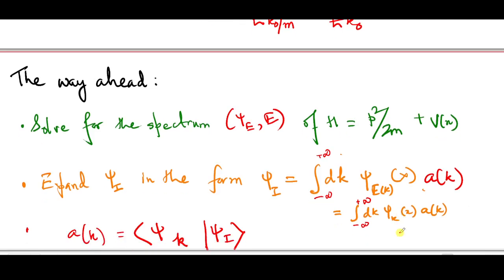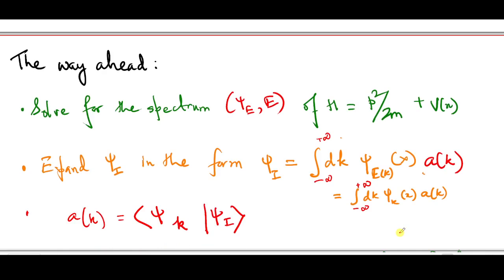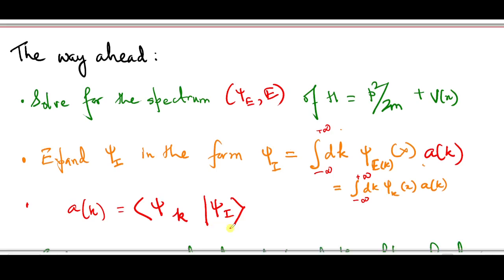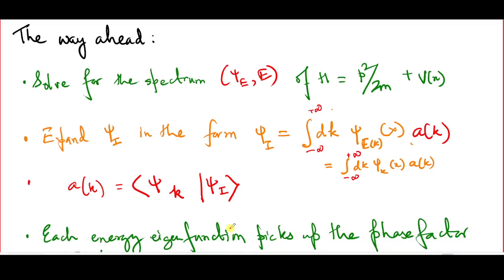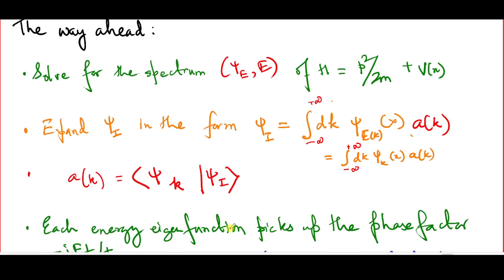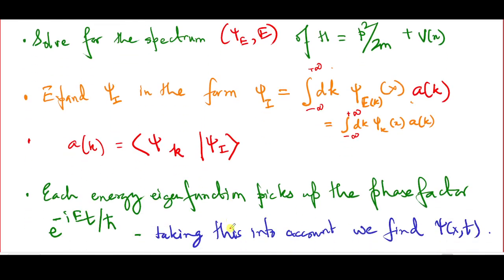In order to find out the coefficients a k, what we need to do is simply calculate the overlap of these eigenfunctions psi k's with the incident wave function psi I. And now that we have all these coefficients, we know that each energy eigenfunction evolves in time by picking up a phase factor of e to the minus i E t by h cross. Once we take this phase factor into account for each individual momentum or each individual wave number k, we can use that to find psi of x, t, the time dependent wave function.